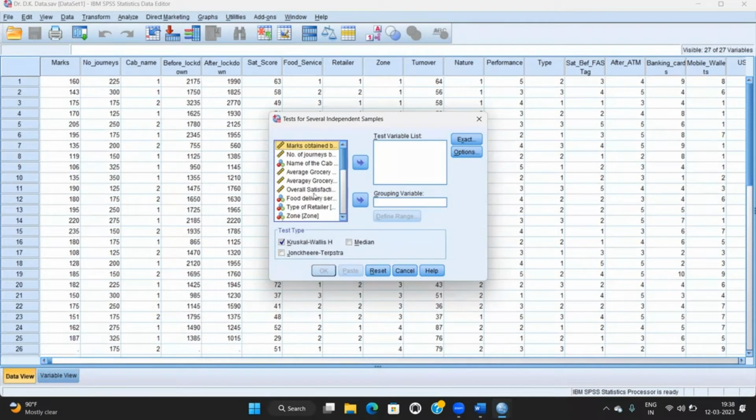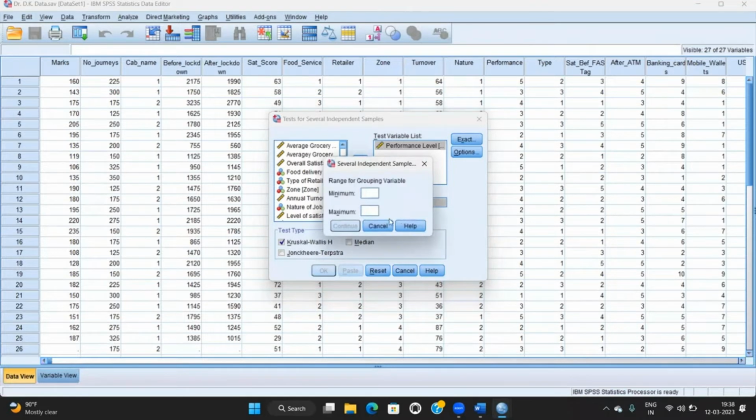What is the test variable? Performance level. So performance level is the test variable. What is the grouping variable? Type of employees. Look at this box. Earlier it was define groups. Now it will be define range. Look at this. Define range. Earlier it was define groups. So group 1, group 2. Now it is define range.